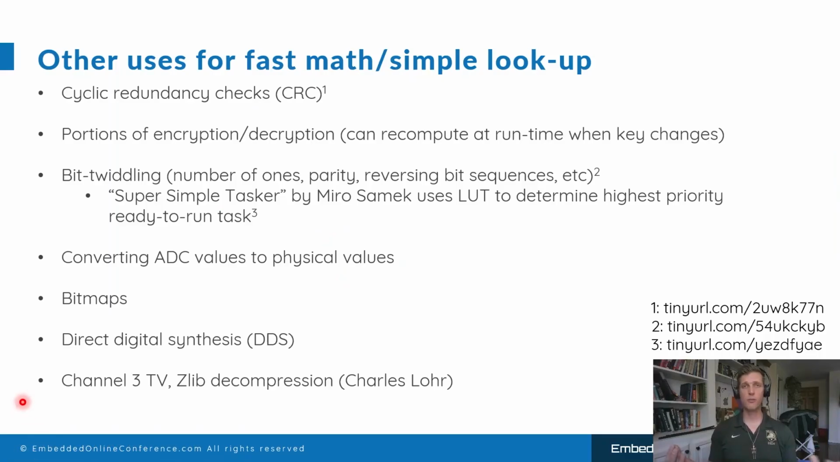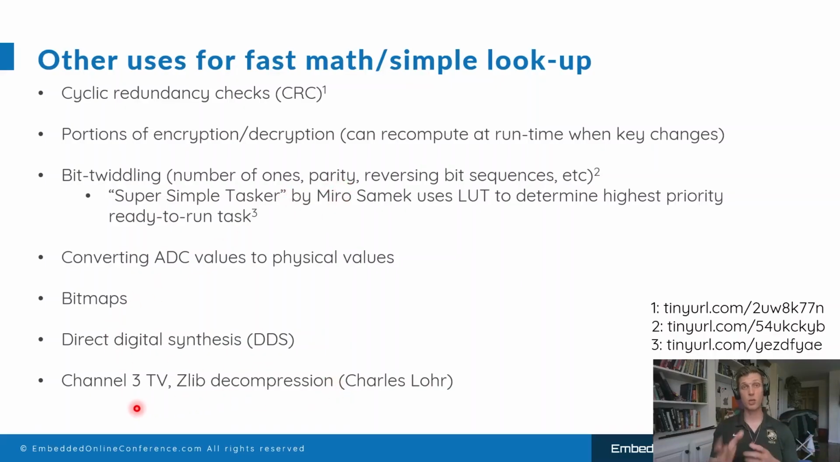Now, there's a lot of really neat applications of this idea of fast math that go way beyond just your standard math functions. So I can implement cyclic redundancy checks or portions of my encryption and decryption by looking up a value from a table instead of trying to actually do some math. I think bit twiddling is a neat example, right? I don't have to write or test a piece of code to compute how many ones are in a byte or whether a byte has even or odd parity. I can literally just make a 256 element lookup table, and whatever value goes in, I spit back out the right answer for the number of ones in that byte or the even odd parity.